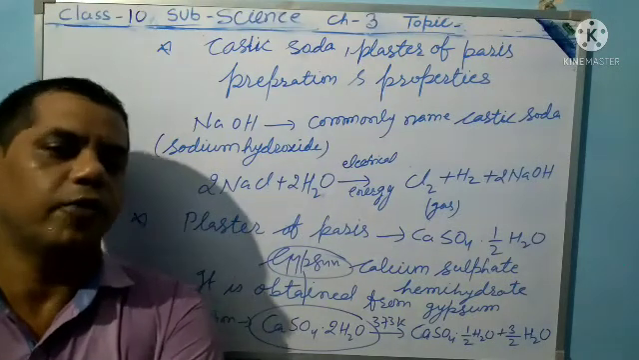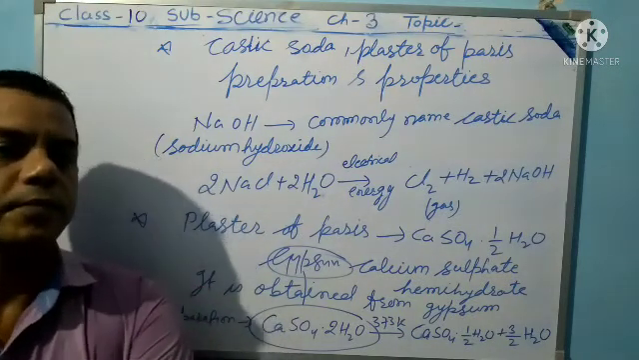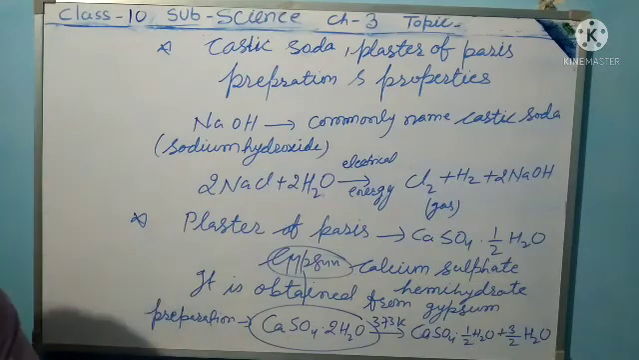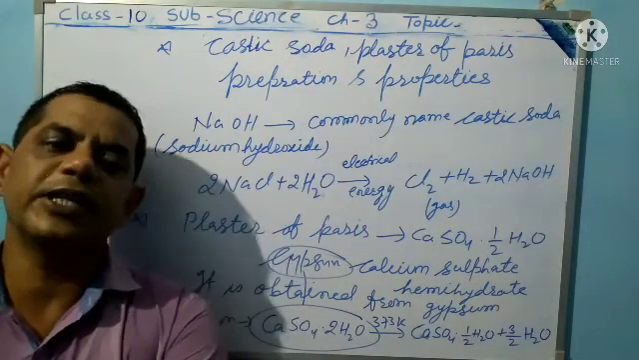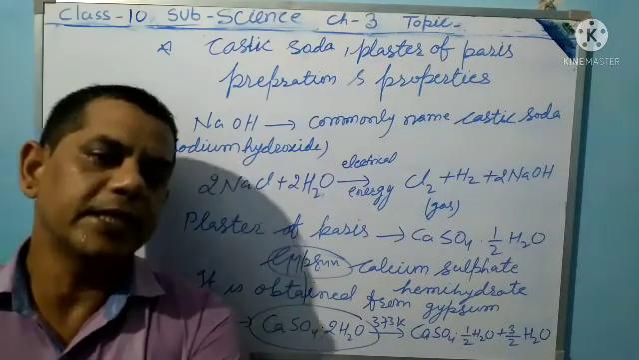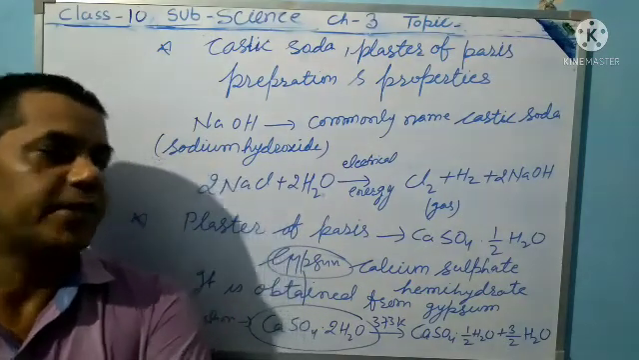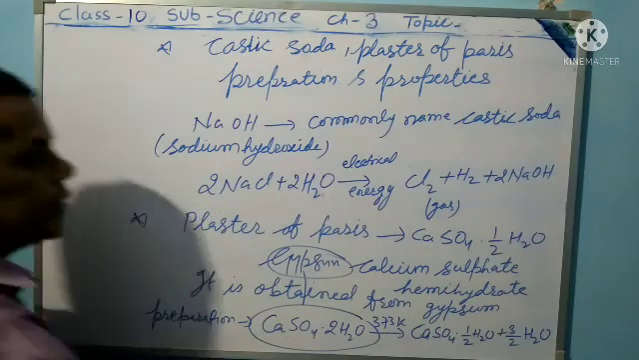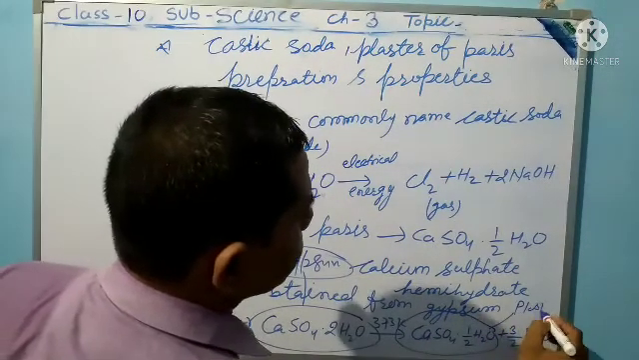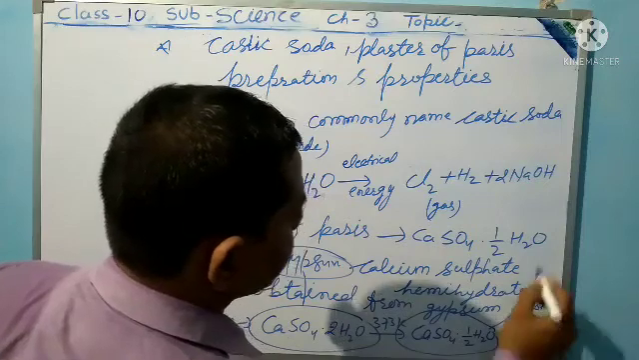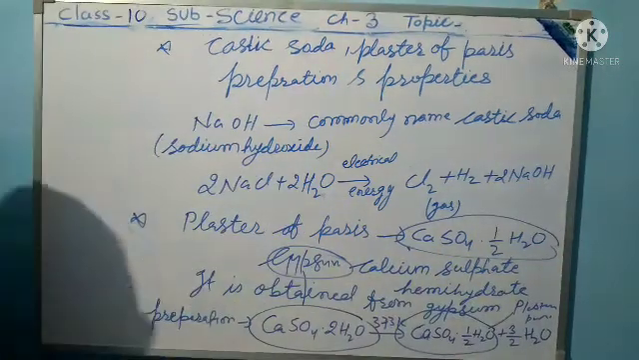CaSO4 1/2 H2O plus 3/2 H2O, that is the plaster of Paris.